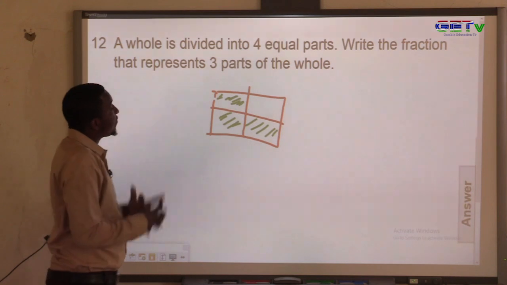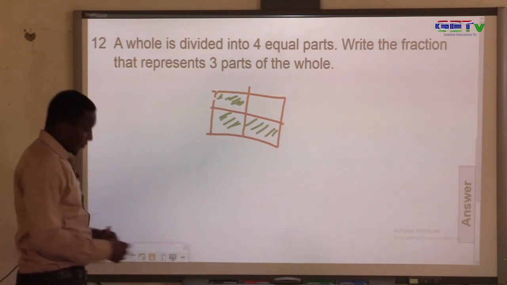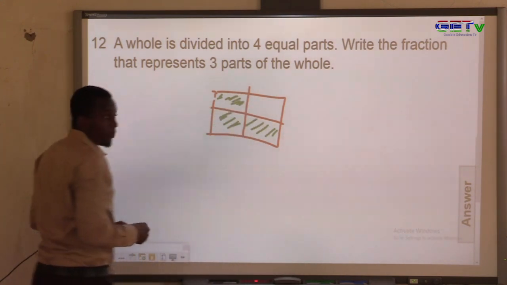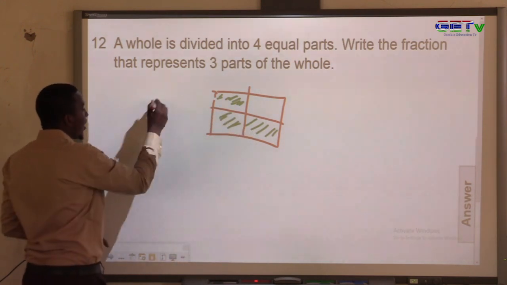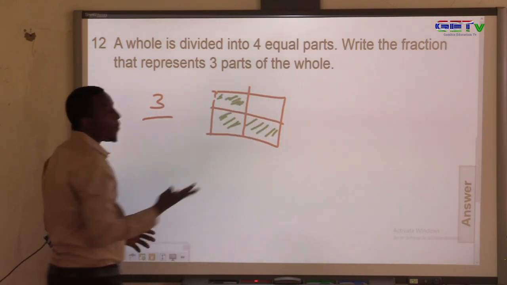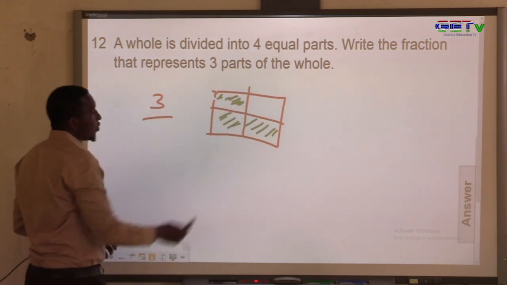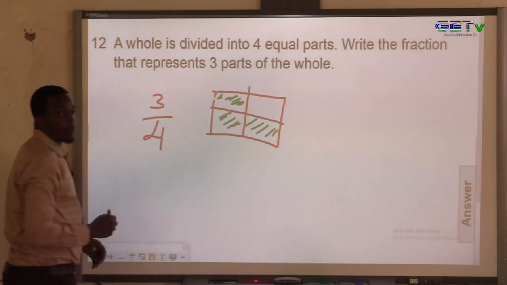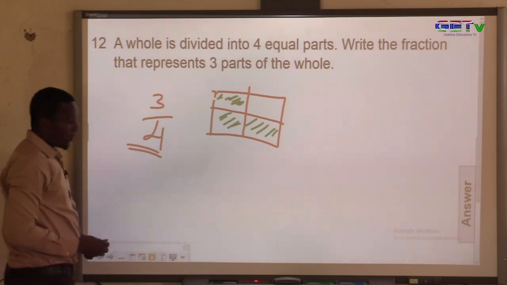So how do we write the fraction of the 3 parts of the whole? This is simply going to give us how many parts are shaded in this whole. We have 1, 2, 3 parts. So we're going to have 3 all over. The whole is divided into how many equal parts? The whole is divided into 4 equal parts. So 1, 2, 3, 4. So we are going to have 3 fourths. So the answer to this question is going to give us 3 fourths.